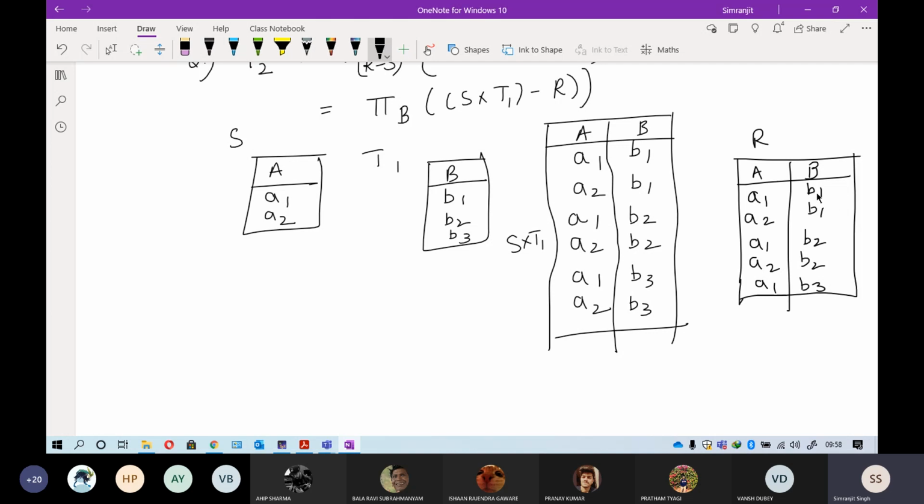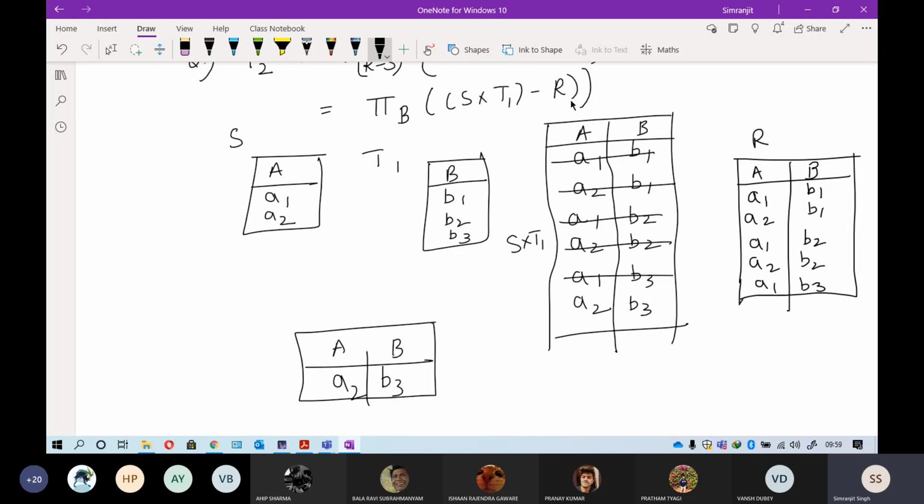So A1 B1 is present here, so you can subtract it from here. A2 B1 is also there. A1 B2 is also there. A2 B2 is also there. A1 B3 is also there. The only part remaining after subtraction is A2 B3. So this is the part that is remaining. So this is done, till here I got this part. Now you have to project B column. So the projected B column will be the T2, that is B3.